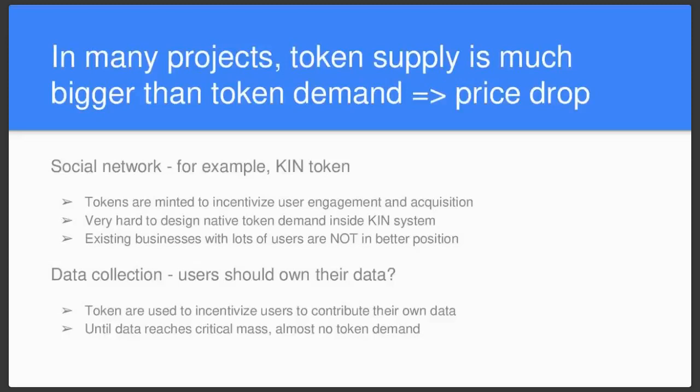The other type of project is basically the data collection project, especially AI projects, because for AI you need a lot of user data to train your engines before you can actually make use of it. They always say, in the crypto space, as an idealistic argument, that users should own their own data. That's definitely correct in the sense that users should own their own data. However, in reality, it's very hard to start this business.